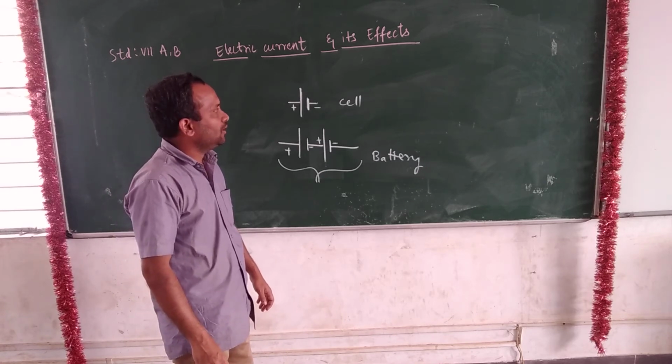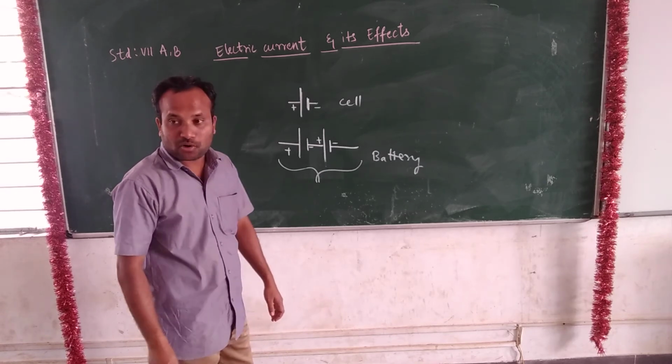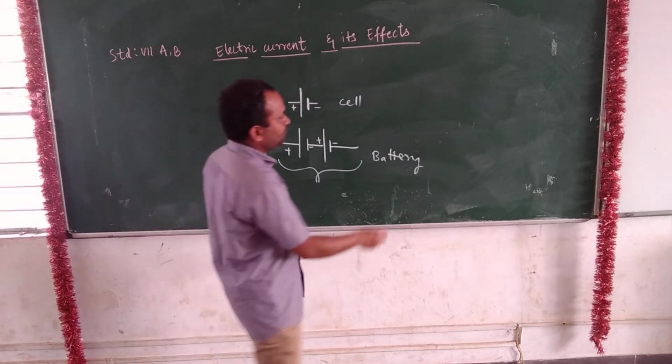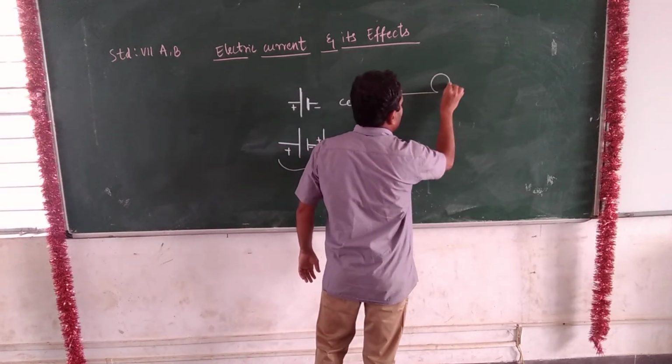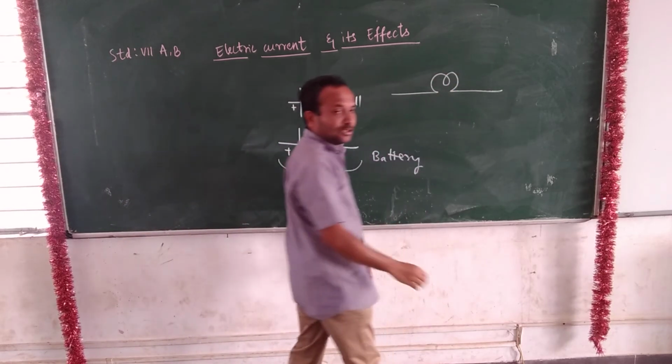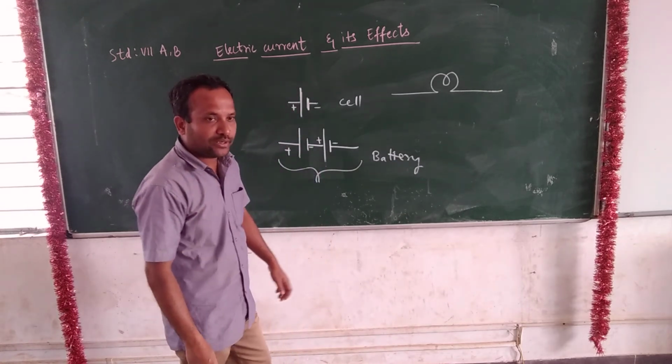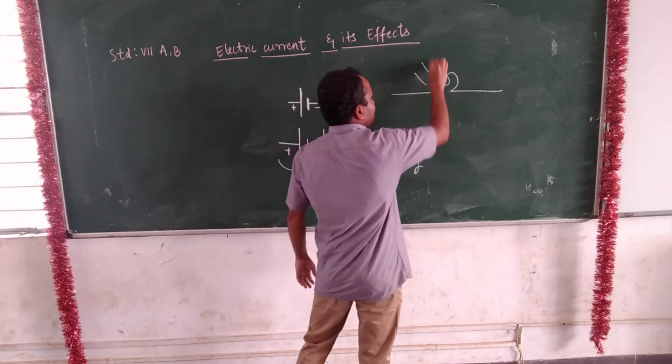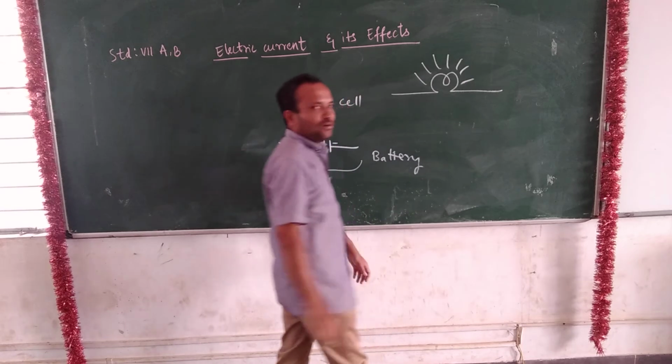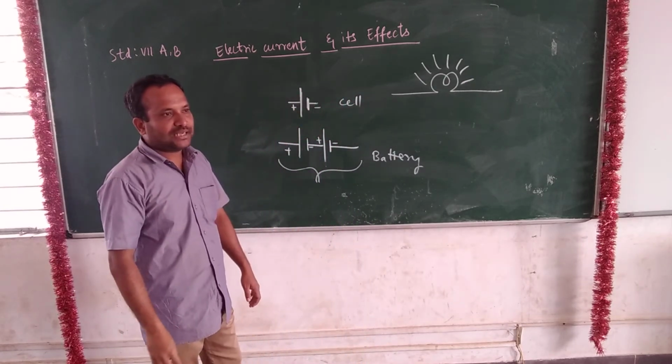Then a simple symbol for a bulb. This is the symbol for a bulb which is not glowing. If it is glowing, we have to show it. This is the symbol for a bulb.